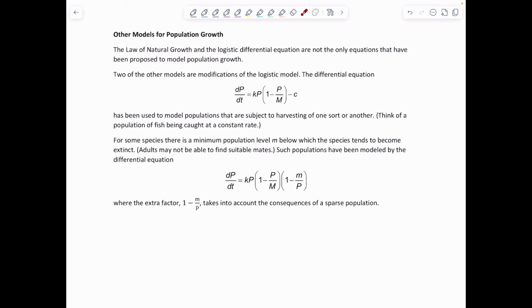And so such populations have been modeled by the following differential equation. So here's our logistic model, and then we add in one more factor of 1 minus that lowercase m, the minimum population level, divided by p. And this takes into account the consequences of a sparse population. And if you want to go into some applied math research, you can look into modeling the spread of certain diseases or other sorts of things that affect us and refine those models accordingly.